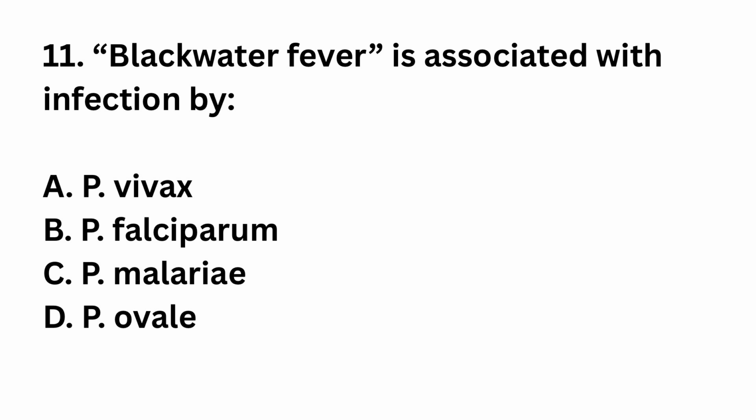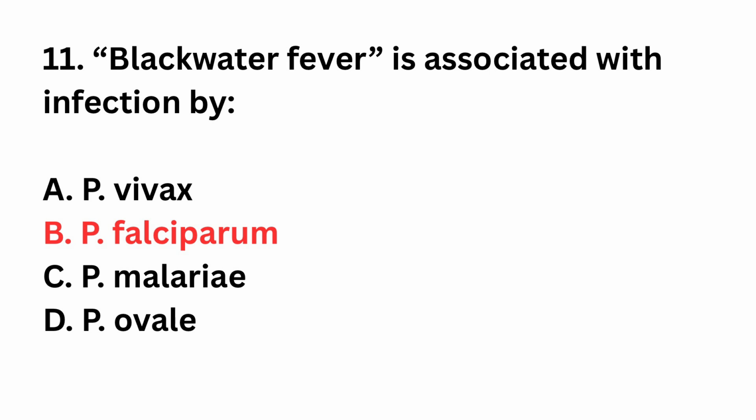Question number 11. Blackwater fever is associated with infection by Plasmodium vivax, Plasmodium falciparum, Plasmodium malariae, Plasmodium ovale. The right answer is option B, Plasmodium falciparum. It refers to hemoglobin in the urine due to massive hemolysis. Falciparum malaria can trigger this severe complication.